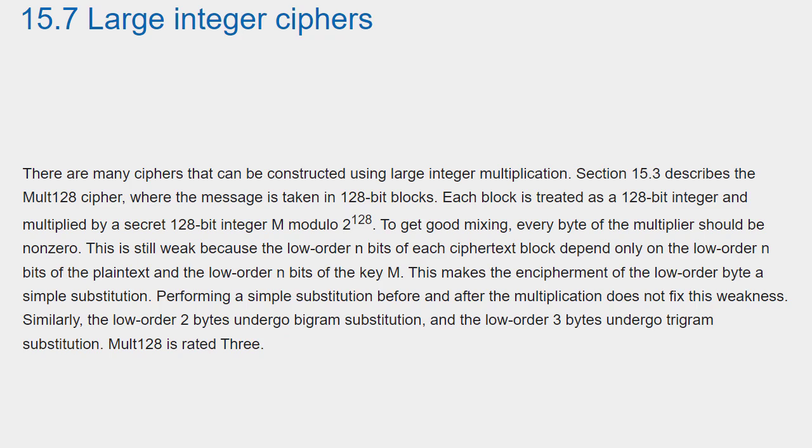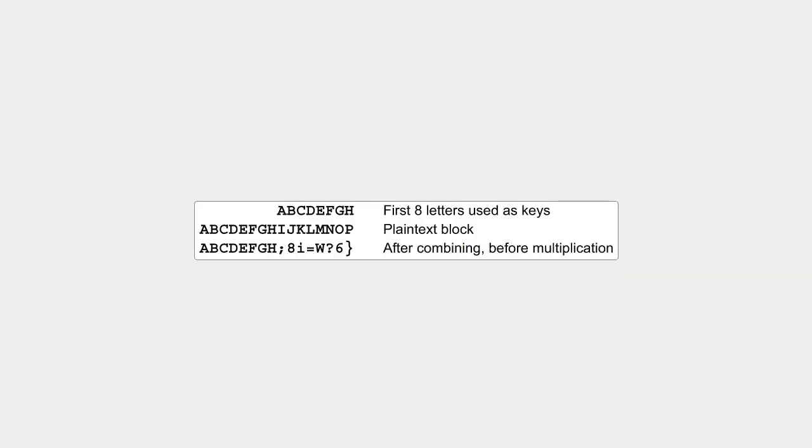Mult128 is rated 3. A superfast way of fixing the low-order byte problem is to combine the high-order byte with the low-order byte, for example by using the XORs or adds combining function. That would boost the rating to 5. A better solution would be to combine the high-order 8 bytes with the low-order 8 bytes using XORs or adds. That boosts the rating to 7.